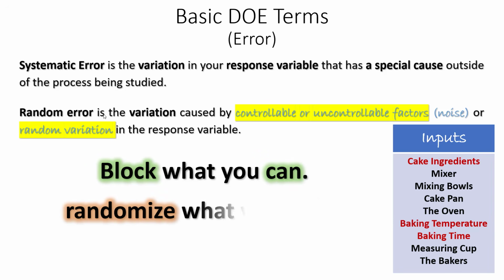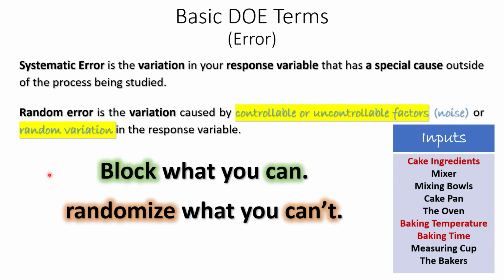And here's the expression. I think this is the most important expression in the world of DOE. In fact, if you disagree with me, leave a comment below. But here's the expression. Block what you can, randomize what you can't. This is one of the most important phrases that you'll ever hear in the world of DOE, and it's the best phrase that you can use to address the random error in your experiment.